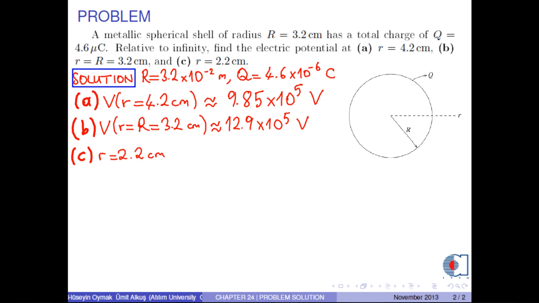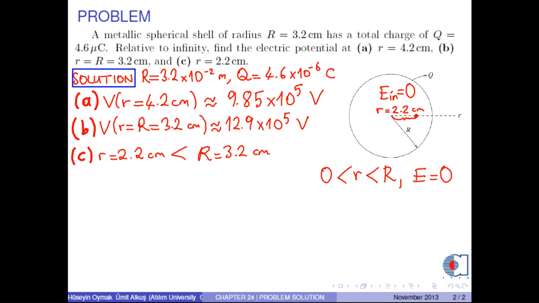C, at R equals 2.2 centimeters, which is less than the radius of the shell, therefore it is inside the spherical shell. According to the shell theorem, we know that there is no electric field inside the metallic sphere. Therefore, from R equals 0 to R equals capital R, we have electric field as 0. And from part A, we know that for R greater than or equal to capital R, we have E equals kq over R squared R hat.